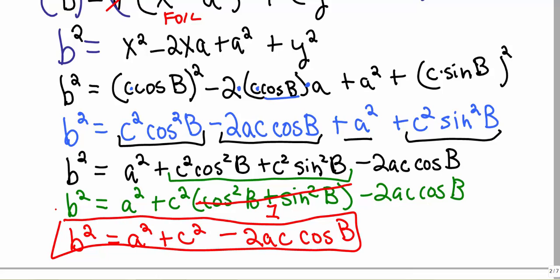And this can be done with the lengths of side A, side B, and side C. So this is where our law of cosines comes from.